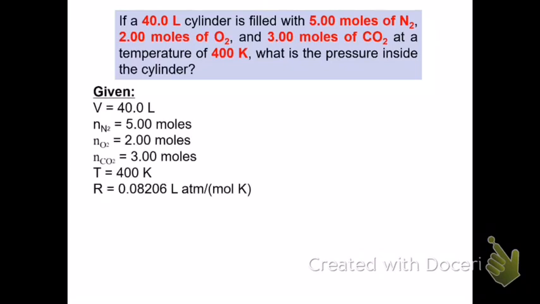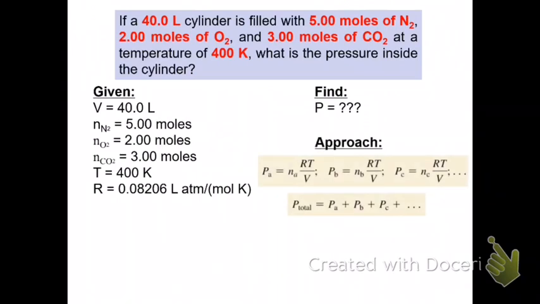So we are given this information. We know the total volume of the container. We know the temperature inside the container, and we also know the ideal gas constant. We are also given the number of moles of the gases. So we can easily calculate this. We can easily determine the total pressure by first determining the individual partial pressures of the gases and then adding them all up together to get the total pressure. So these are the equations that we will need.